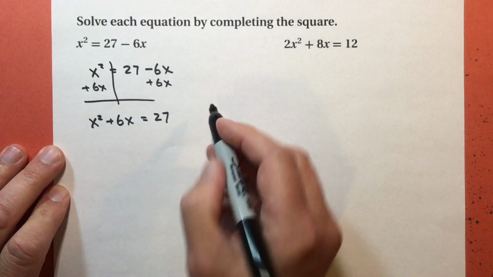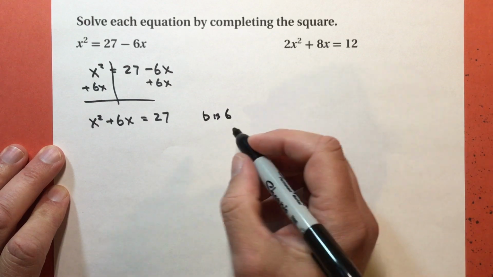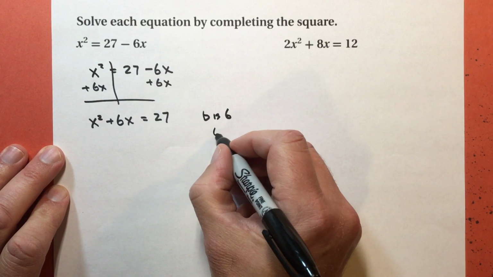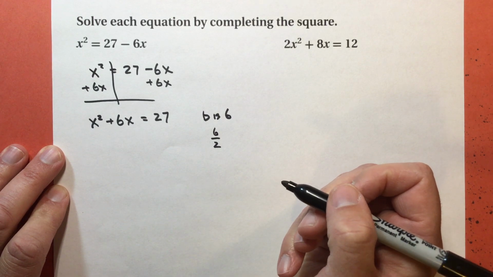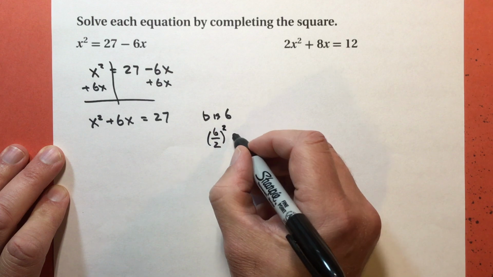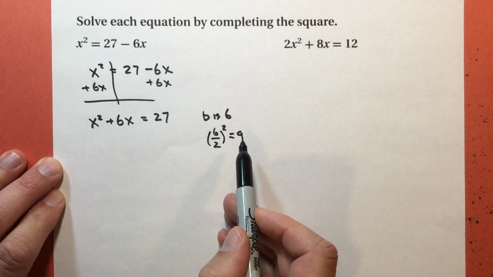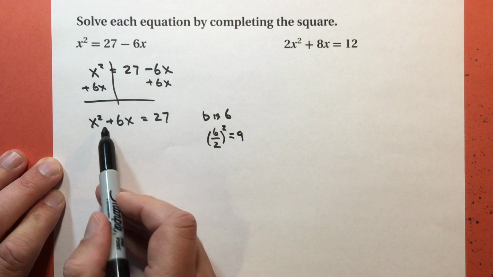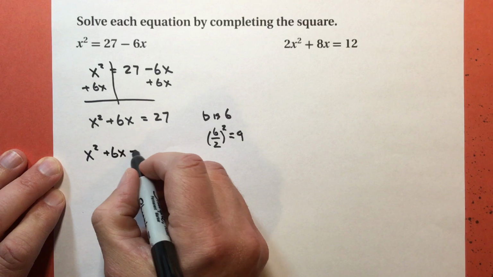Looks like my b is 6. I'm going to take 6 and divide it by 2. Keep that in mind. 6 divided by 2 is 3. Then I'm going to take that 3 and I'm going to square it. That equals 9. And I'm going to add 9 over here to the left. So I get x squared plus 6x plus 9.